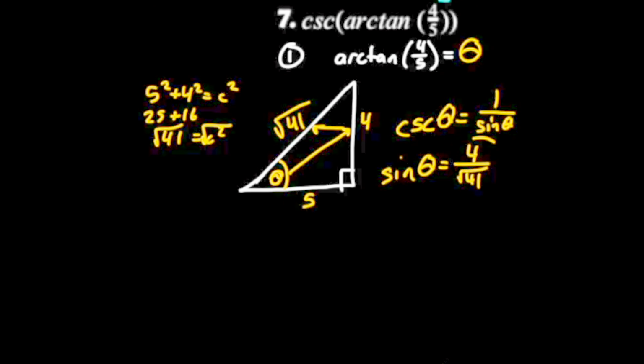And if I'm answering the problem as what the cosecant value is, then I just have to take the reciprocal of this. So it would be the square root of 41 over 4.